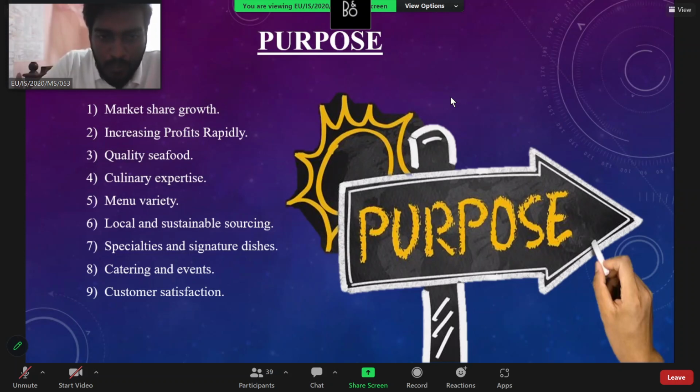That is number 2, increase profit rapidly. Number 3, quality seafood. Number 4, culinary expertise. Number 5, menu variety. Number 6, local sustainable sourcing. Number 7, specialties and signature dishes. Number 8, catering and events. Finally, customer satisfaction. They believe that if they achieve this goal properly, they can become the best seafood restaurant in Sri Lanka that they aspire to be.